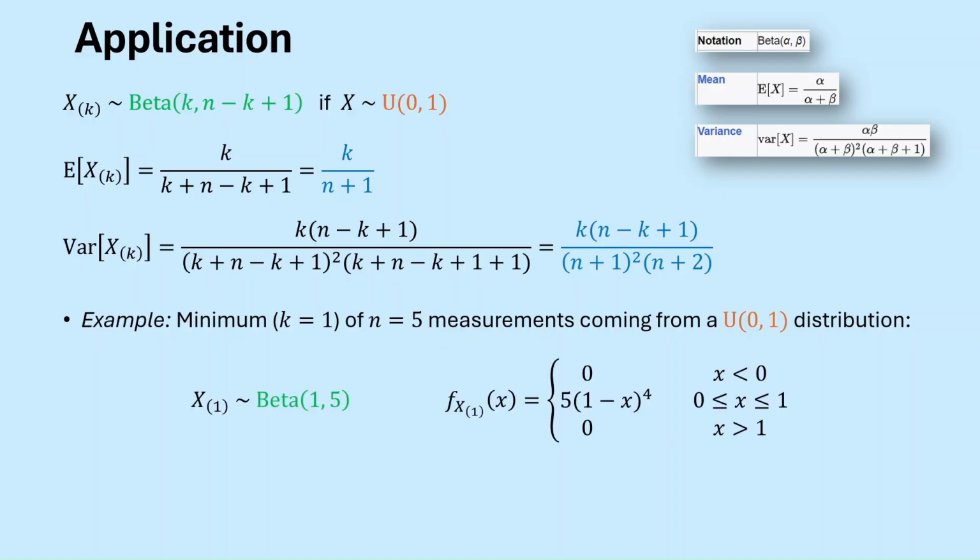Well, setting k equal to 1 and n equal to 5, we know that the minimum value of each series of 5 measurements follows a beta distribution with parameters 1 and 5, which, by the way, corresponds to the PDF that you can see on the right. So we just plug k equal to 1 and n equal to 5 into the formulas above, and we obtain a mean of 1 over 6 and a variance of 5 over 252.